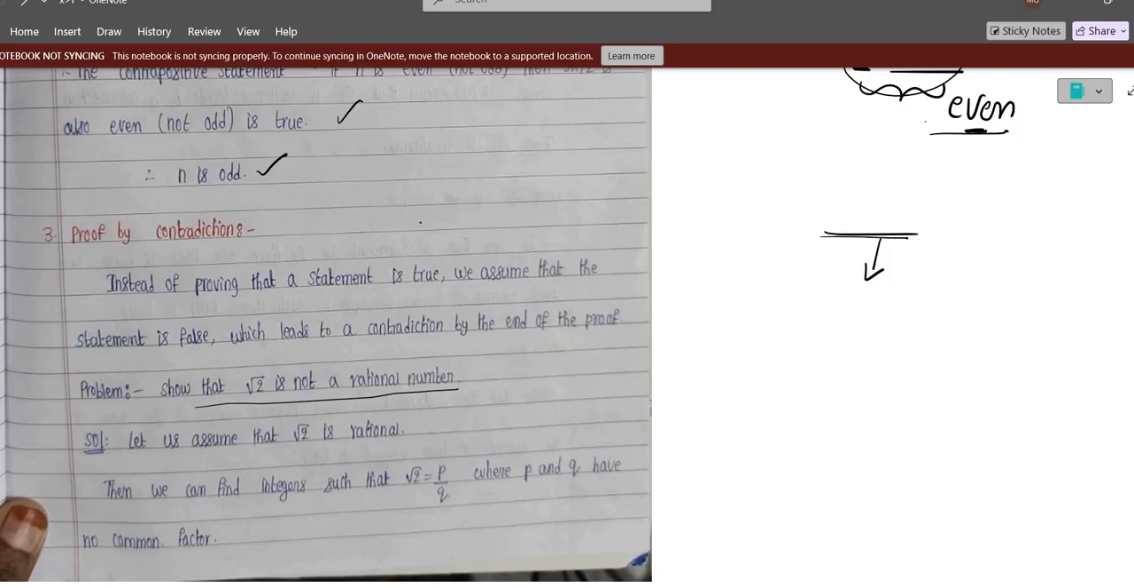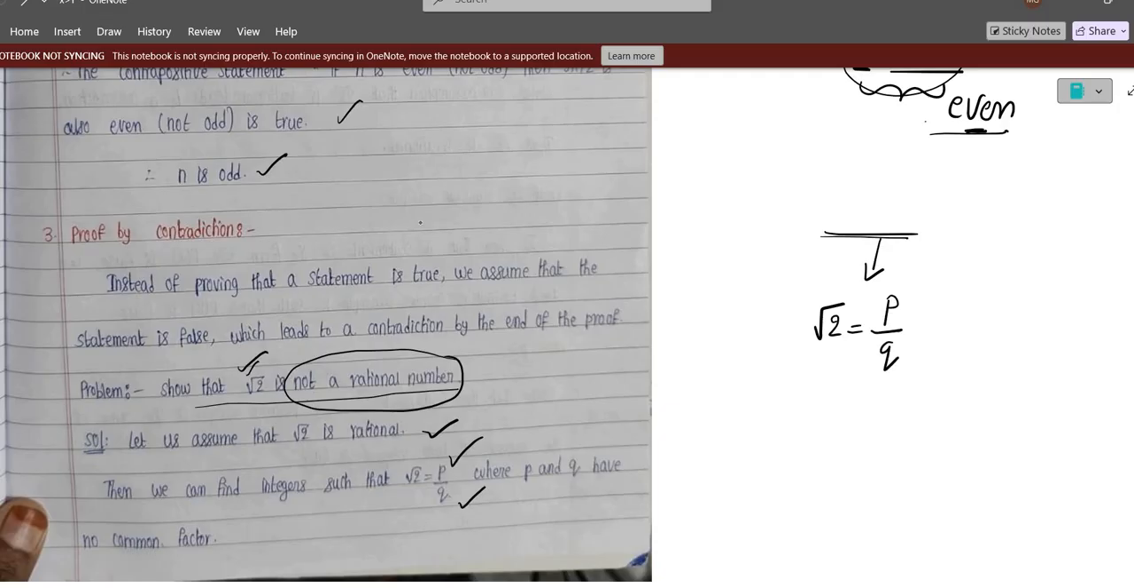Actually, root 2 is an irrational number. That's why we show that root 2 is not a rational number. Irrational number means it is not a rational number. So actually we want to prove root 2 is not rational. But what are we going to assume? Root 2 is rational. We know that rational numbers are numbers which we can write in the form of p by q. That's why root 2 can be written as p by q.